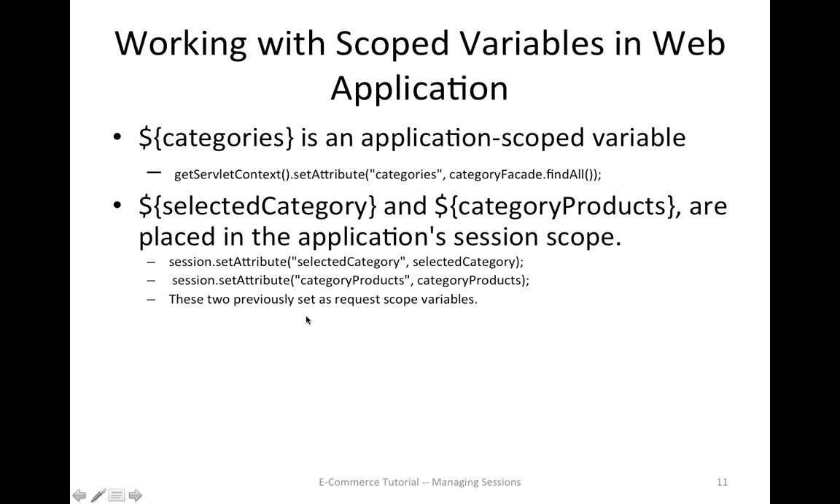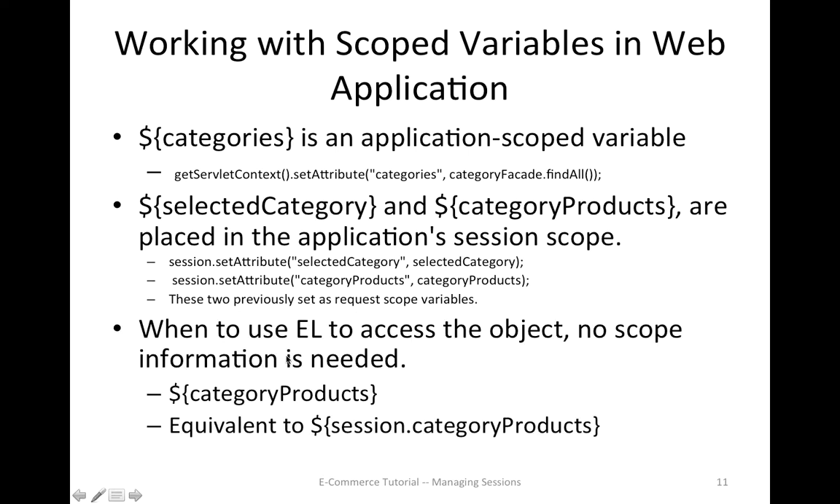Now, when you use an EL expression to access the object, no scope information is needed. For example, we use this notation, categoryProducts. We know categoryProducts is a session scope variable, so you don't have to say session.categoryProducts. You just say categoryProducts.